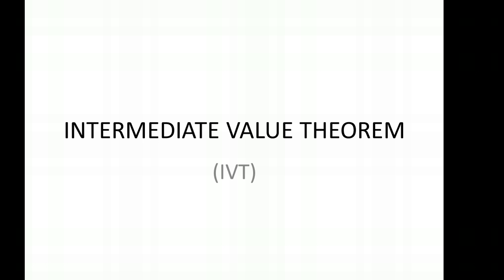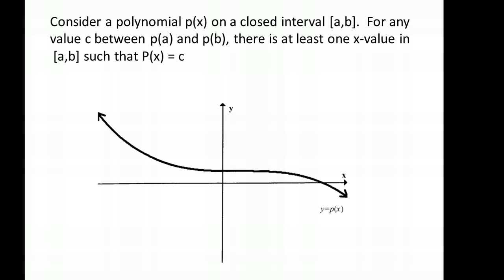But let's take a look at the theorem itself. Okay, there's what the theorem says. If you have a polynomial p of x, now it can be any smooth continuous function p of x on a closed interval ab, for any value c between p of a and p of b, there is at least one x value on that closed interval ab such that p of x equals c.